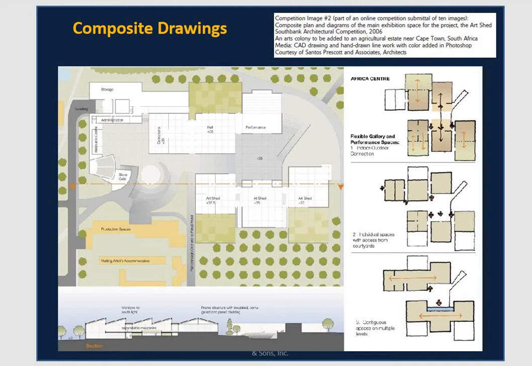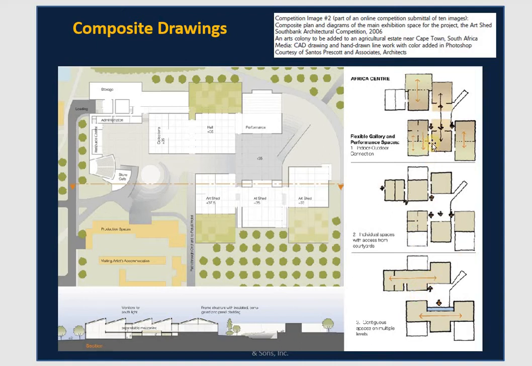This one is composite drawing. They draw the whole floor plan and the site plan, and they show you the travel paths from each of them. If they have many different buildings, they can show you the travel paths from all of them.